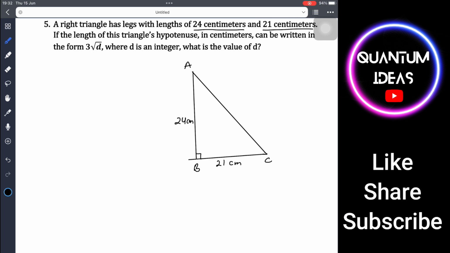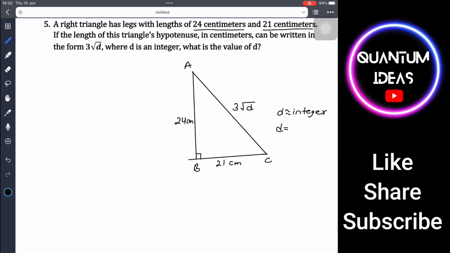If the length of the hypotenuse in centimeters can be written in the form 3 root d, where d is an integer. So this d is an integer. Integer is like the numbers 1, 2, 3, 4, 5. Okay, so then what is the value of d?